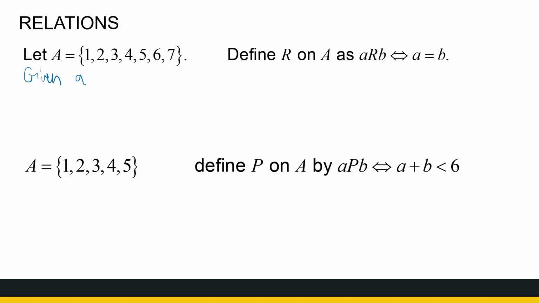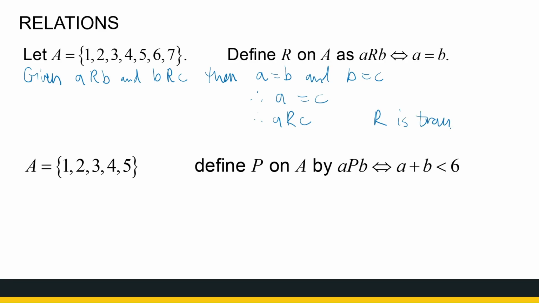So if we're given ARB and BRC, then I know A is equal to B and B is equal to C. So then I can conclude that A is equal to C. So then ARC. So R is transitive. All right, the next one, if A plus B is less than 6.